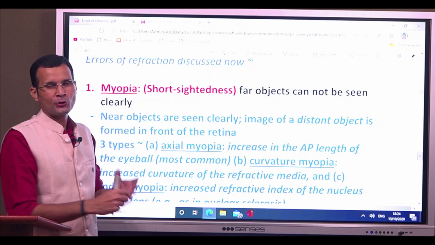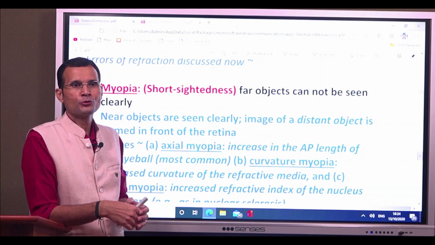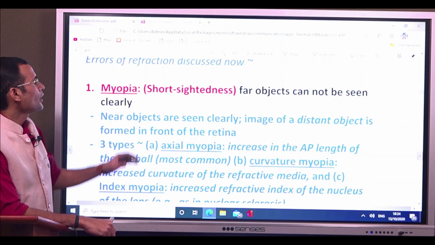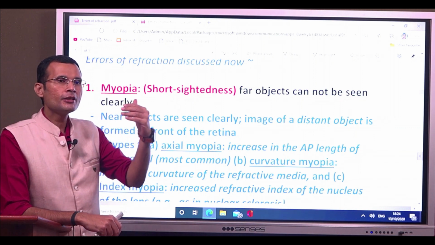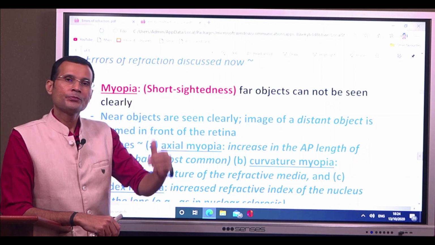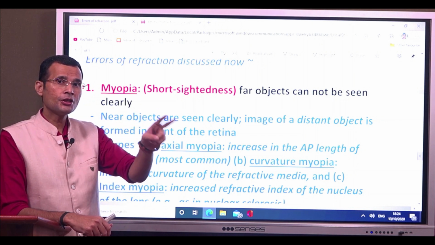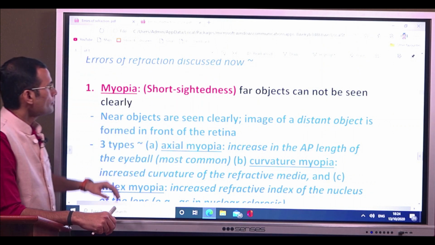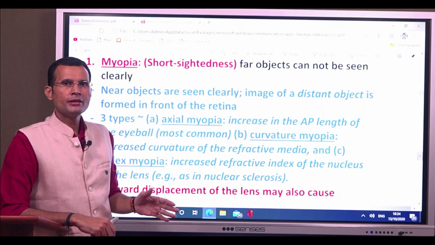Well, short-sightedness is a term which we often use in our general discussion also. We don't want to be short-sighted in our lives. However, short-sightedness means a person can see the near objects clearly, but the far objects cannot be seen clearly. Remember, we have already made a distinction: near object within 6 meters, far object beyond 6 meters. So far objects cannot be seen clearly, nearby objects can be seen clearly.